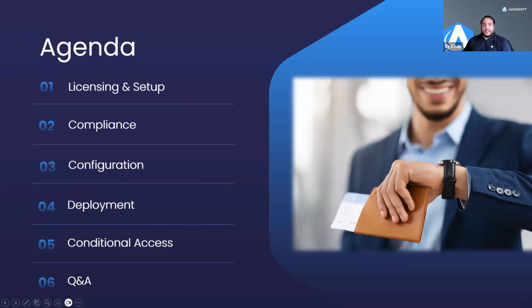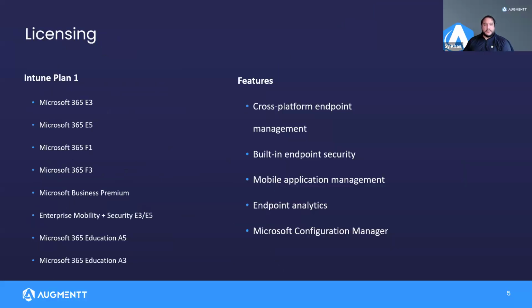So let's get started with licensing. To get started with Intune, to unlock the features in your portal, you need to have an Intune Plan 1 license as a minimum. Those are included with some of the licenses we have on the left-hand side. You can get it as a standalone as well if you'd like to. It's just bundled in with these ones, so we have it listed here for convenience.